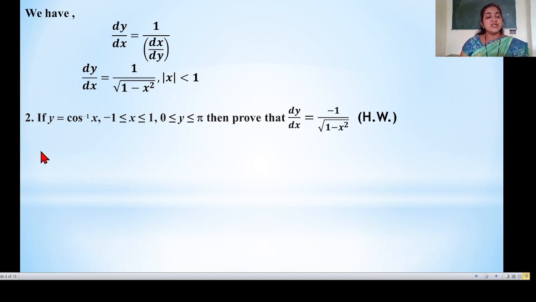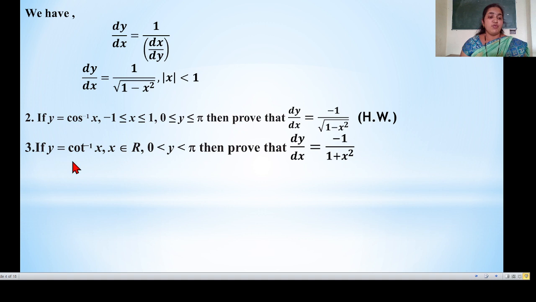Now we can check the next function. If y is equal to cot inverse of x and x belongs to real numbers, with 0 less than y less than pi, then prove that the derivative of y with respect to x is equal to minus 1 upon 1 plus x square. So the derivative of cot inverse, the formula is minus 1 upon 1 plus x square.